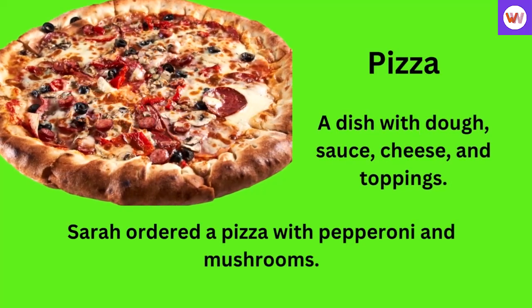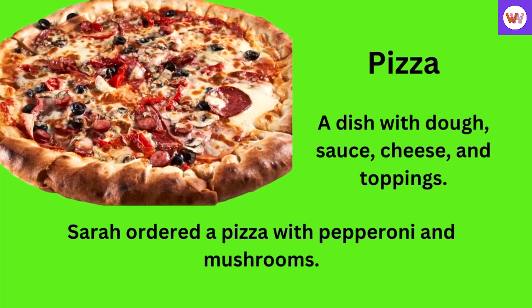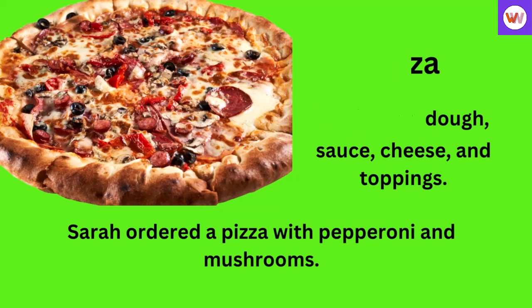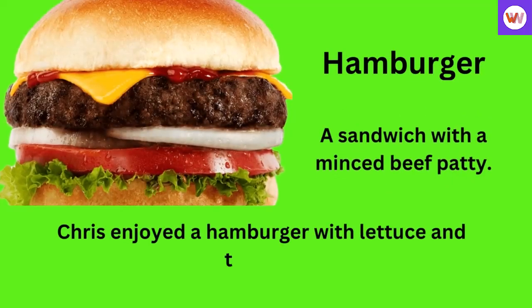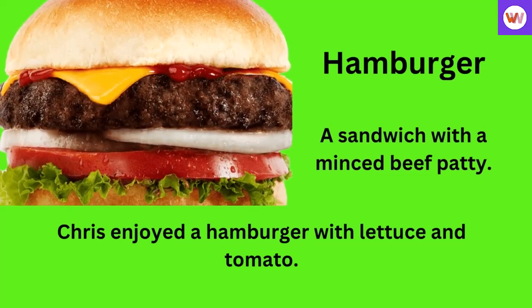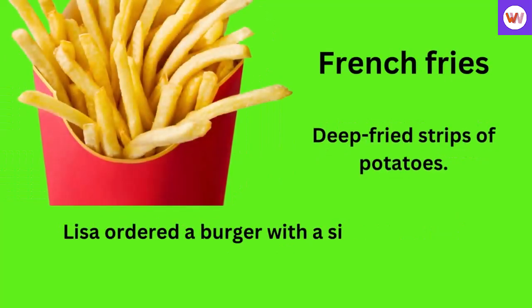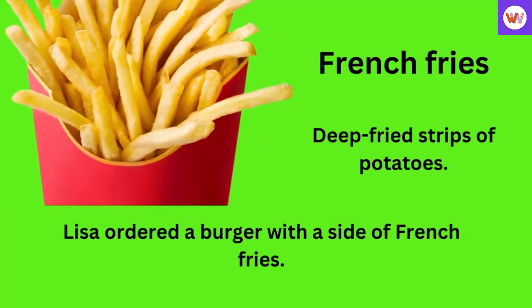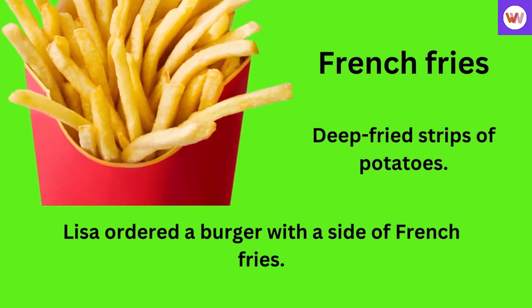Pizza. A dish with dough, sauce, cheese, and toppings. Sarah ordered a pizza with pepperoni and mushrooms. Hamburger. A sandwich with a minced beef patty. Chris enjoyed a hamburger with lettuce and tomato. French fries. Deep-fried strips of potatoes. Lisa ordered a burger with a side of French fries.